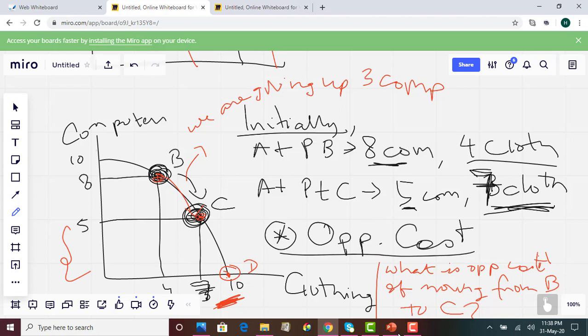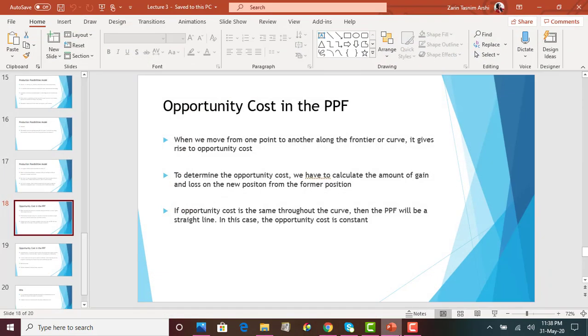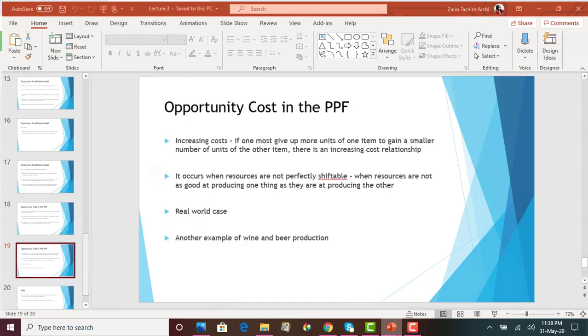Okay, so I can give you a graph and ask you, if I'm moving from one point to another, what is the opportunity cost, and that's how you will calculate it. And it's very important you understand this. So this is another thing we can obtain from a PPF.